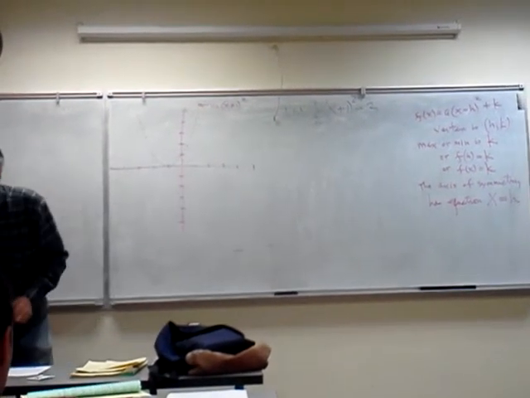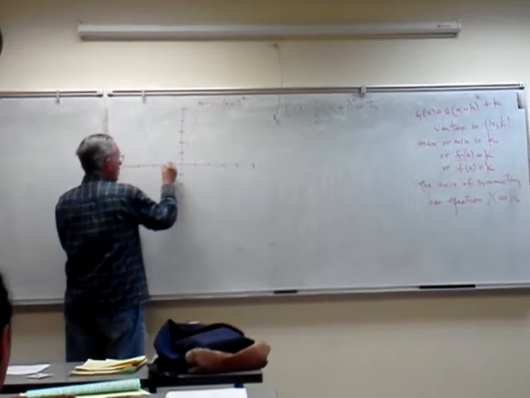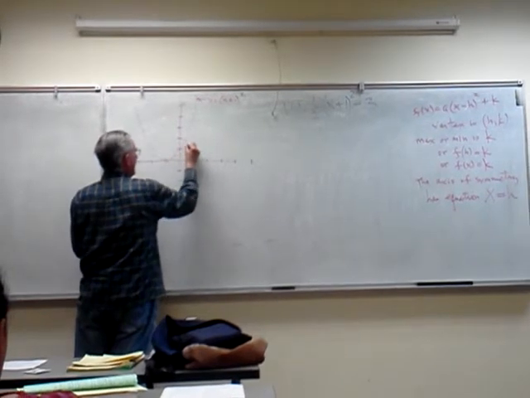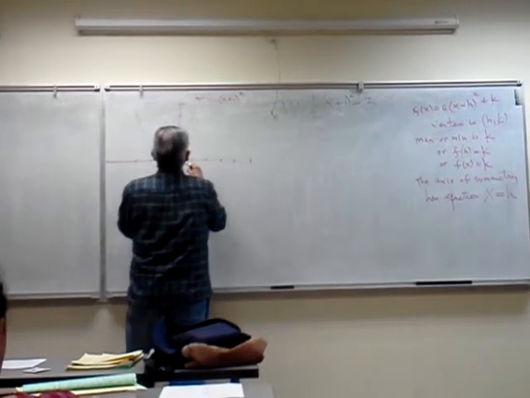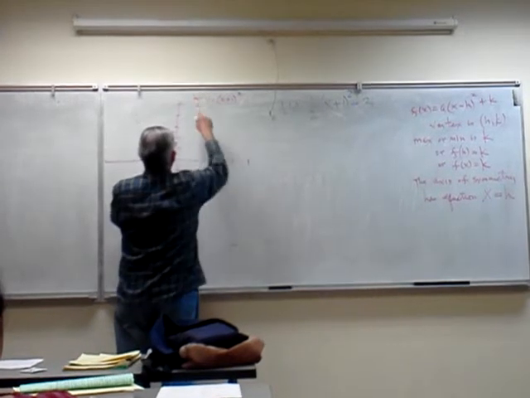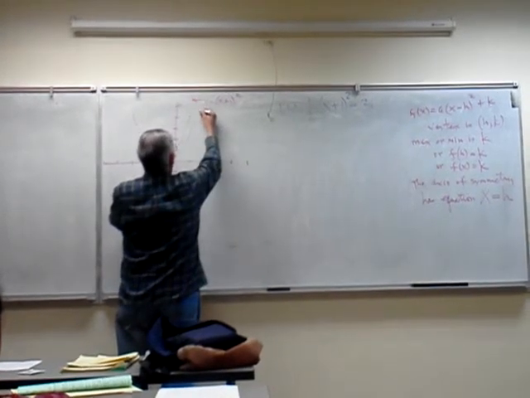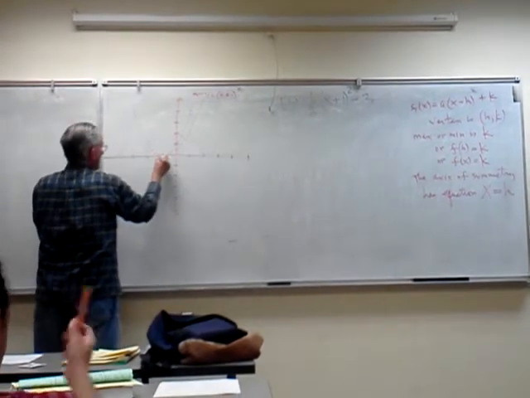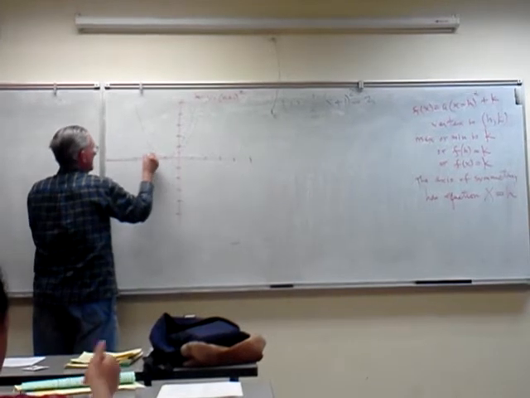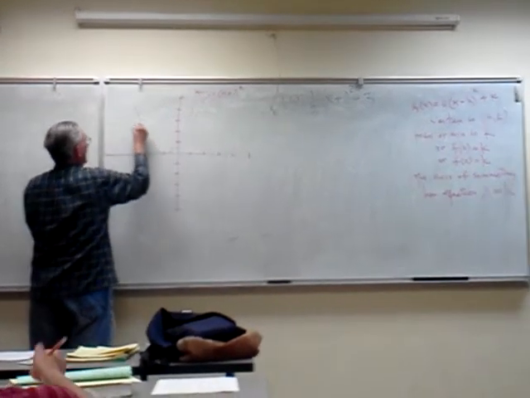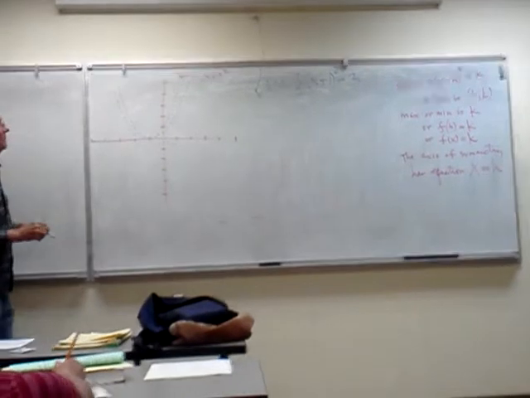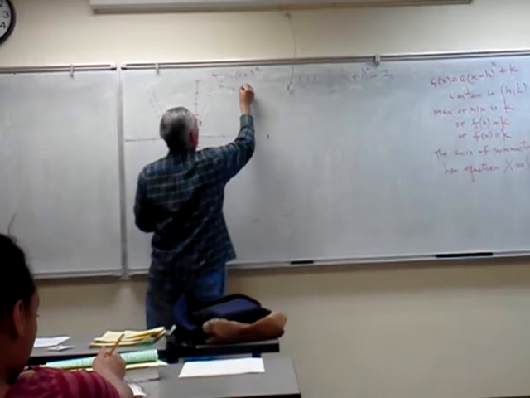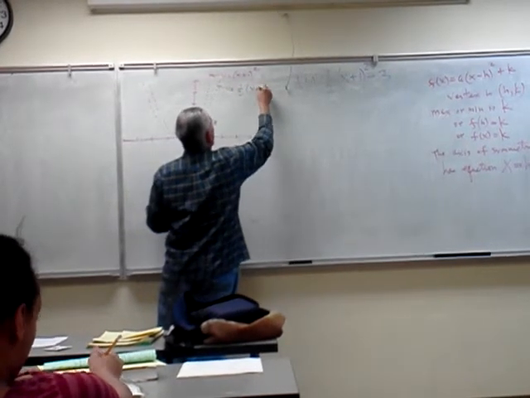Okay, let's do it in a different color. So now, instead of going 3, 9, we go 3, 4 1/2. Okay? Looks something like that. So this black one is y equals 1/2 x plus 1 squared.